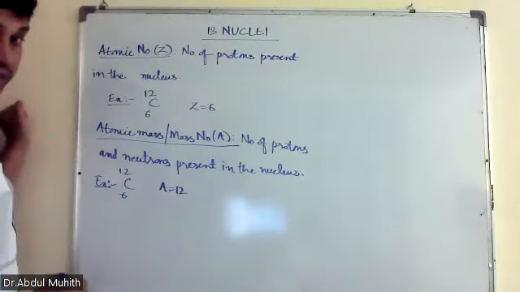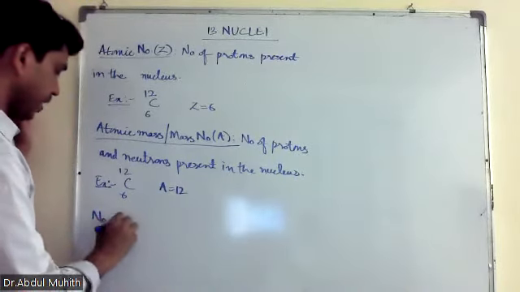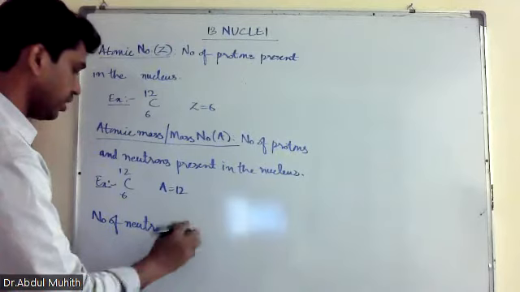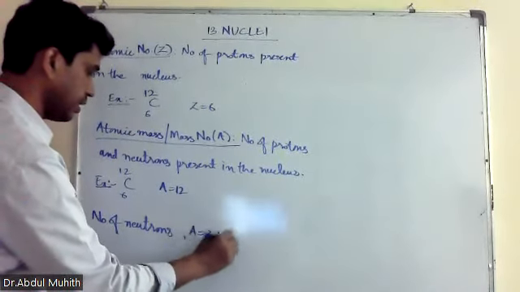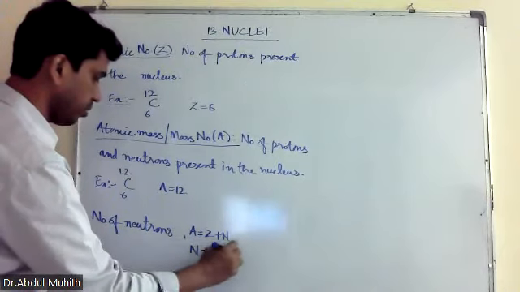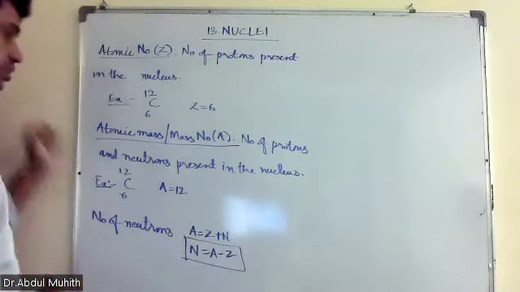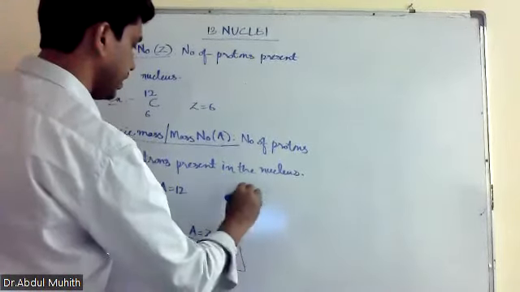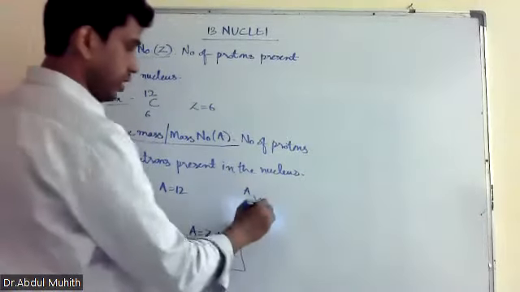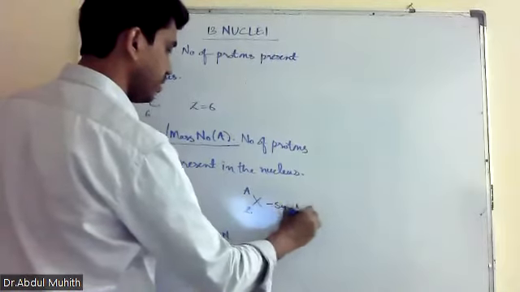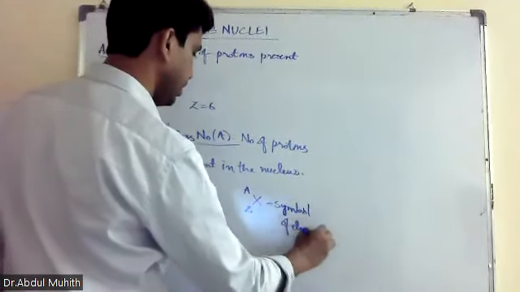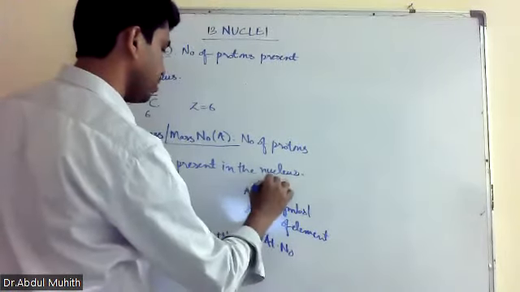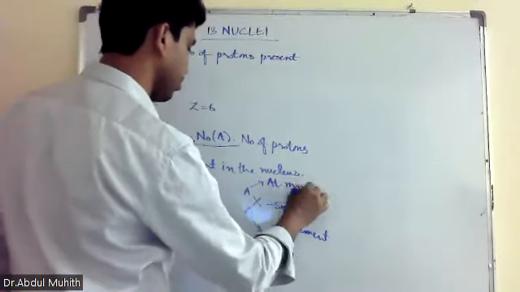Now, how will we calculate the number of neutrons, N? We have the formula: A equals Z plus N, so N is equal to A minus Z. This is the formula to calculate the number of neutrons. Is that clear? Suppose we have the element written with X, Z, and A. X is the symbol of the element, Z is the atomic number, and A is the atomic mass. This is the way we solve it.